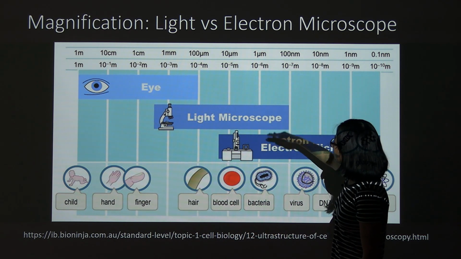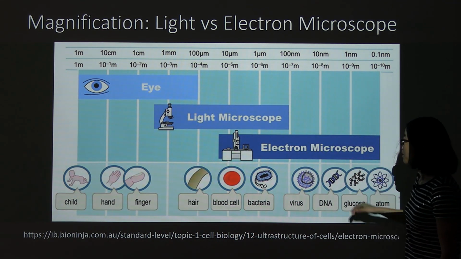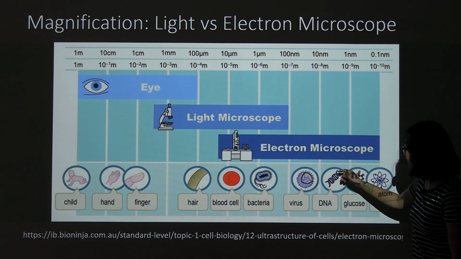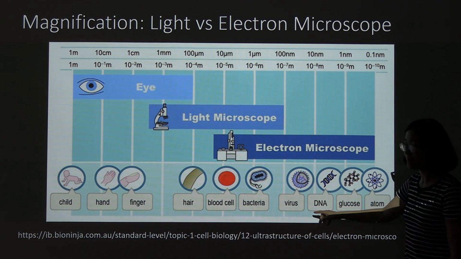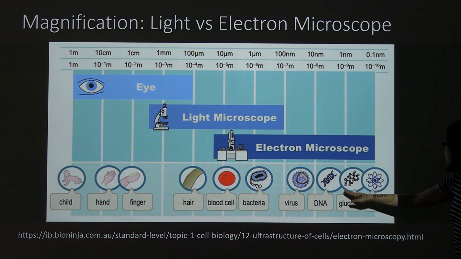And there is a little bit of overlap between the light microscope and electron microscope. But since the electron microscope is much more powerful, it can recognize even small viruses and the structure of DNA, and even some molecules or chemicals, and as small as an atom. So it's a very powerful instrument.